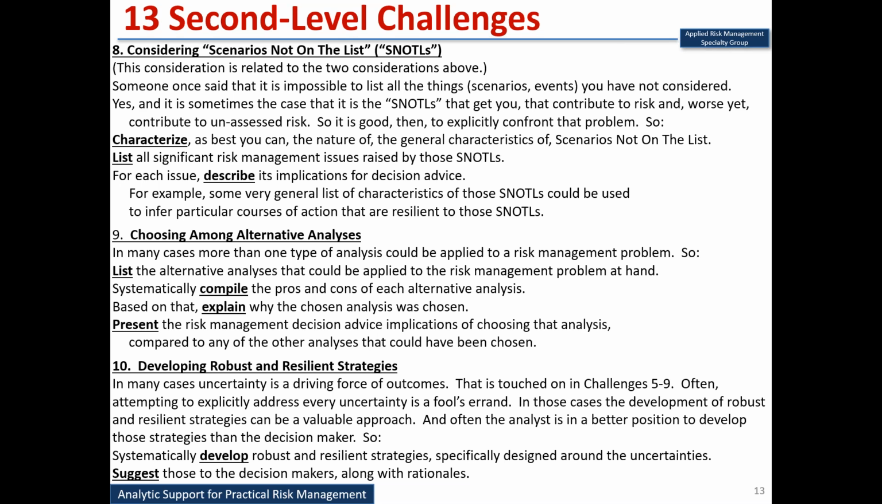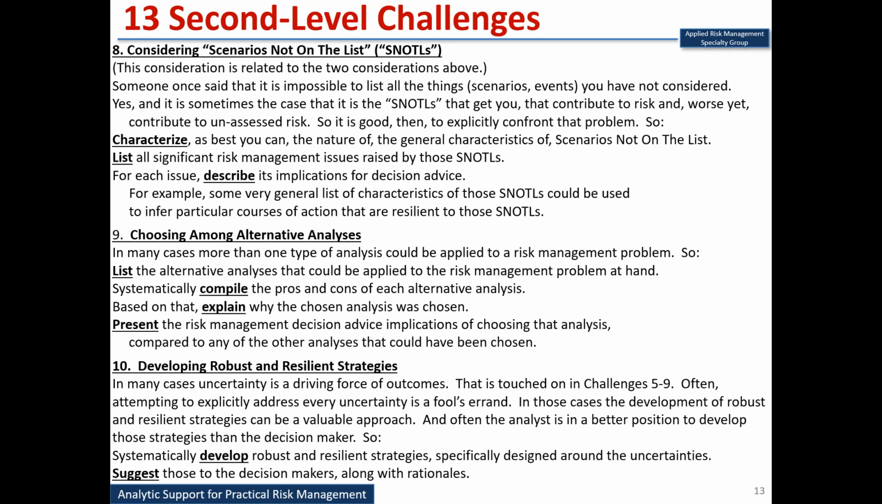But let's face it, a lot of times in models, in risk assessments, risk analyses we work with, a real bugaboo is the scenarios not on the list. In fact, somebody once said, I forget who, I tried Googling it, couldn't find it: it's impossible to list all the things that you have not considered. It's almost humorous, but wait a minute. It's really important because sometimes it is the scenario not on the list that gets you. It does more than contribute to the risk. It contributes to the unassessed risk, sort of by definition.